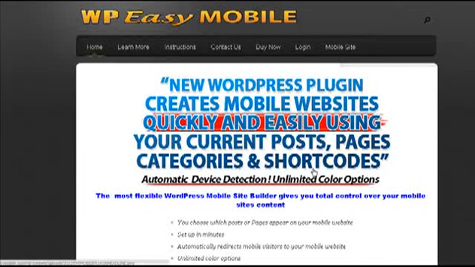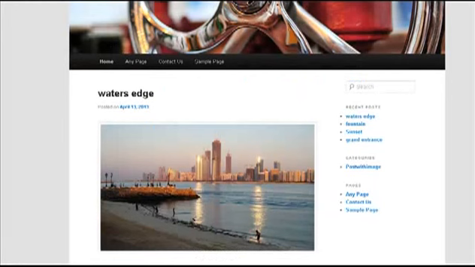Hi, in this video I'm going to demonstrate how to create a mobile website using the WPEasyMobile plugin. For the demonstration I'll use this website. It's a fairly basic WordPress install. I've added a few posts, category for the post and a couple of pages.